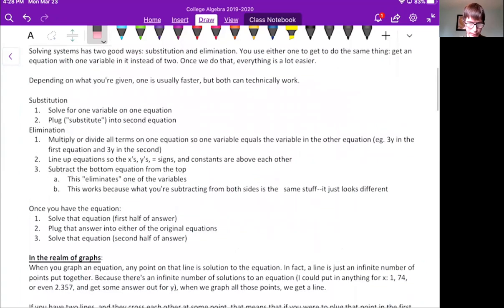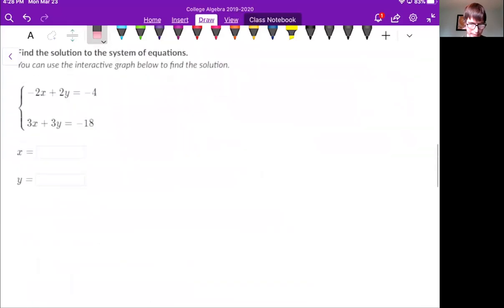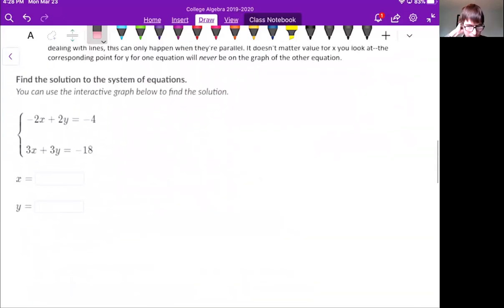But to really break down how these two things work, instead of just giving you a wall of text, let's look at one of the problems, and I'll try to explain it through that. It says find the solution to this system of equations. It also gives us the option to use an interactive graph to do it, and we'll look at the graph soon. But let's start with the actual numbers.